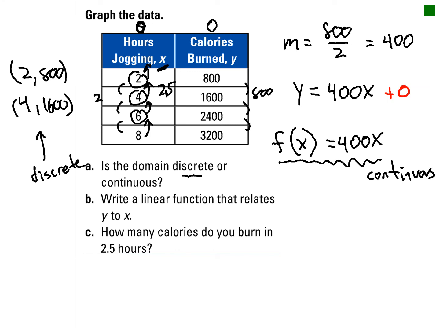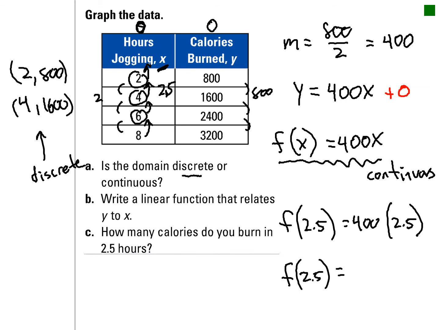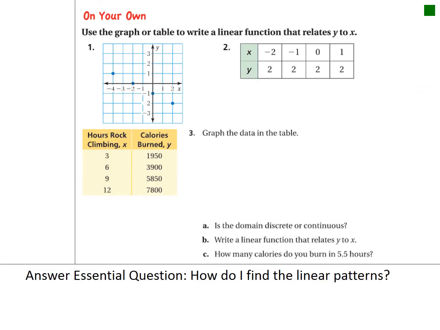How many calories do you burn in 2.5 hours? Well, we know that x is the number of hours, so we're going to say the function of 2.5 is 400 times 2.5. And so the function of 2.5 equals 1,000. And so you would burn 1,000 calories if you could run for 2.5 hours. That's physically impossible. I've tried it. Turns out it's not physically impossible to run for 2.5 hours and burn 1,000 calories.